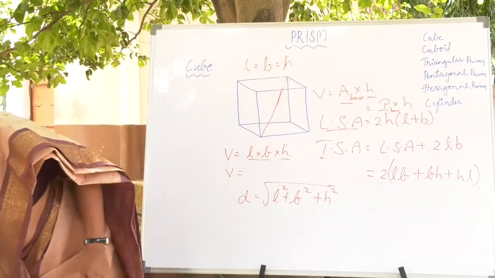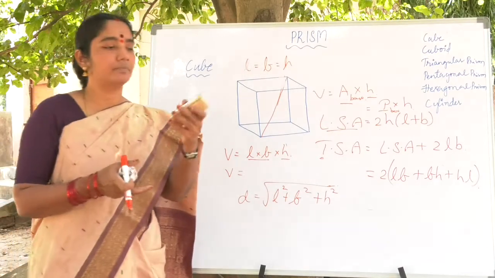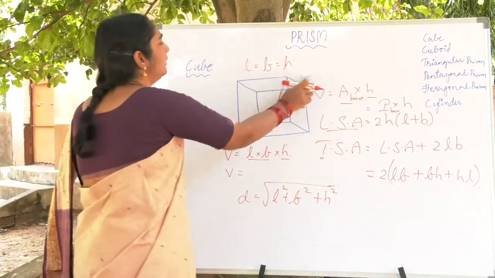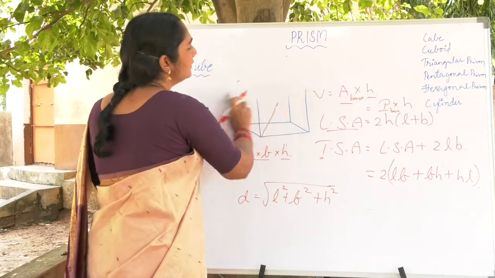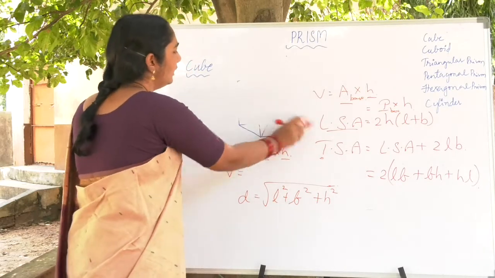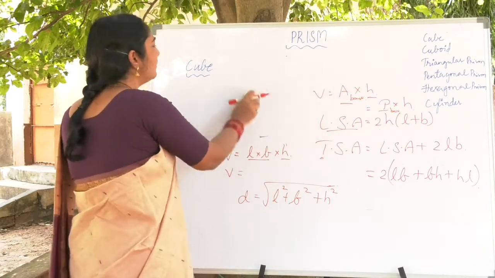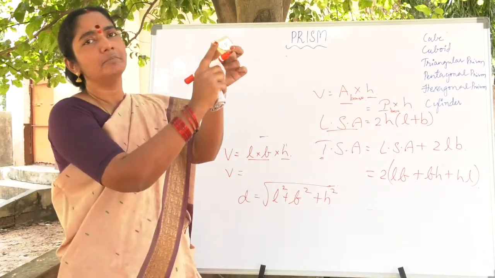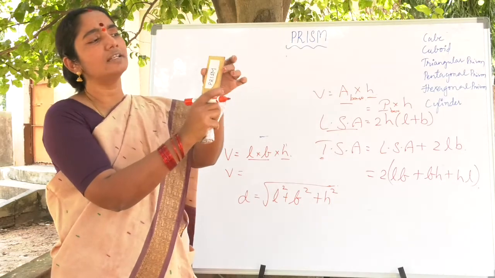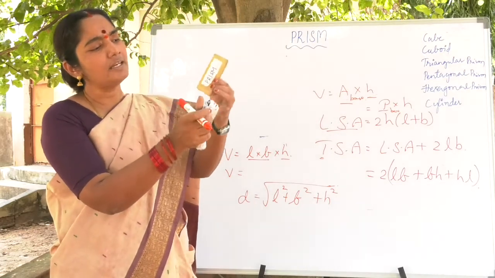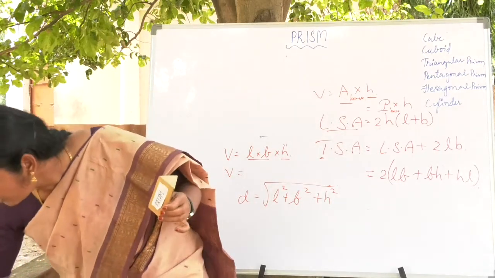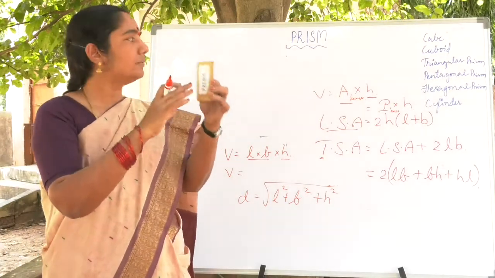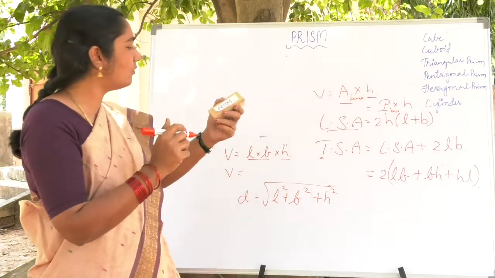Now let us take another case, a triangular prism. In this case, why is this called a triangular prism? Because the base is a triangle. Because the base is a triangle, we are calling it a triangular prism. We kept many triangles one over the other and we got the prism. So my dear friends, in this case, let us see the volume.